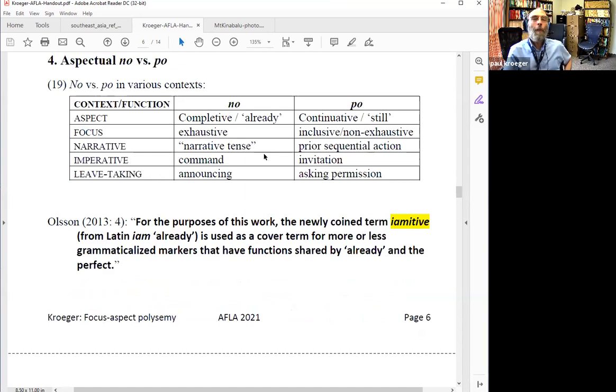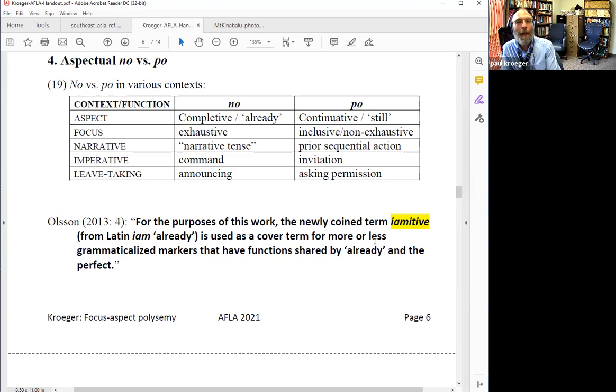All right, now I want to talk about aspectual meanings of no and pa. These two particles are in opposition to each other in a range of contexts, and I've listed a few of the most common ones here. And I'm actually not even going to talk about the bottom three. I'm only going to talk about aspect and focus. As I said, I think pa we can more or less translate as still and just assume that's what it means. No, I think of no as a yamative, and that's a funny term.